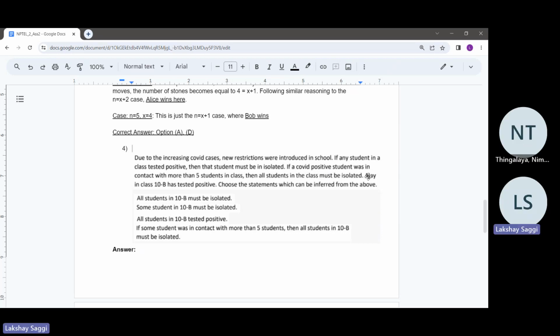One thing we can see straightforwardly is that Ajay has tested positive, and since any student who tested positive must be isolated, it means that Ajay must be isolated, right? So at least Ajay is isolated. We know that in this question. Another thing is we don't know if Ajay has come in contact with other students or not. If he was in contact with more than 5 students in class, then all the students must be isolated. But we don't know if Ajay came in contact or not because it's not given in the question, right?